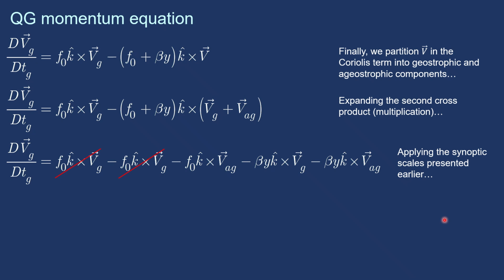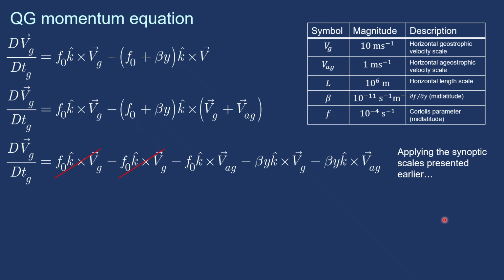And we'll apply the same scales that we have developed so far for the terms that we have. And so for the first term here, we have the product of two things. We have f naught scaled as f, and we have vag. For the second term, we have beta, we have y, which scales as L, and we have vg. And for the third term, we have beta again, y again, so beta times L times, this time, vag. And so we apply the scales in here to get our magnitudes.